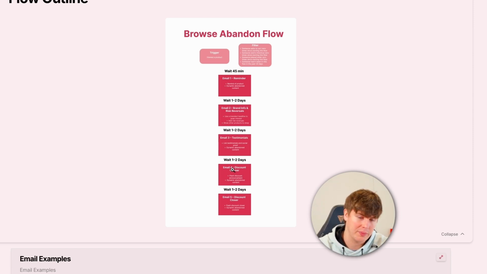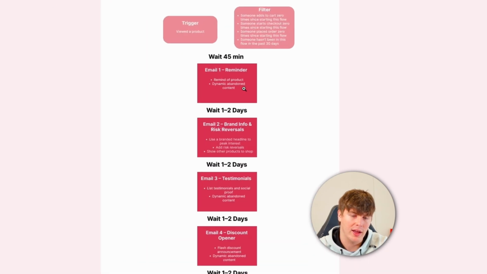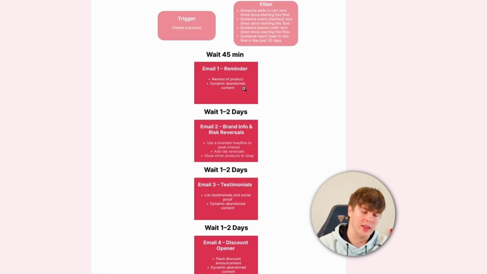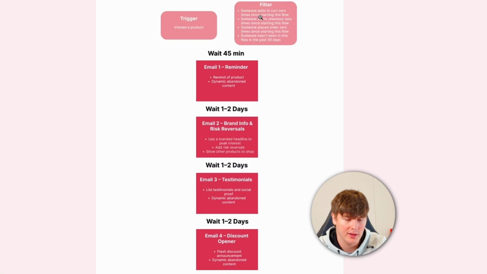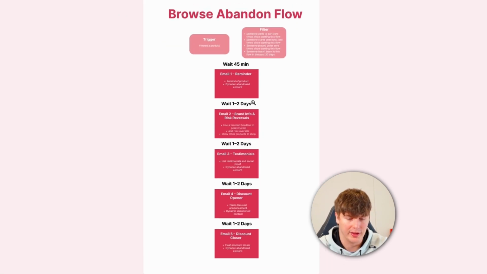like say I'm the customer and I get email 1, I see my product, I'm like, okay, yeah, let's go look at that again. I'm checking it out. I'm like, yeah, maybe I will buy it. I add it to my cart. Now I'm going to get removed from this flow. Like someone adds to cart 0 times. So then I fail that filter. So now I'm no longer in this flow and I will not get these 4 emails.